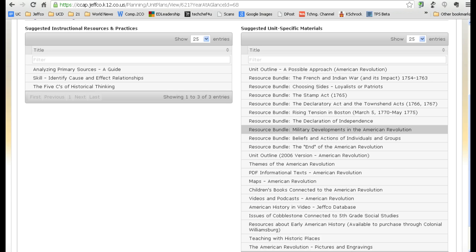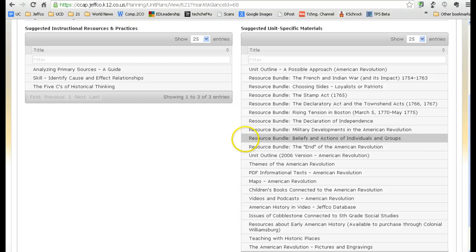And so that's where we look at this idea of military developments in the American Revolution. We don't necessarily want to look at every single battle, but there are components of military development that help the story of the American Revolution to unfold. And it's not that students need to understand or know about every single battle or every single event, but we want them to gather that idea that there were military developments.